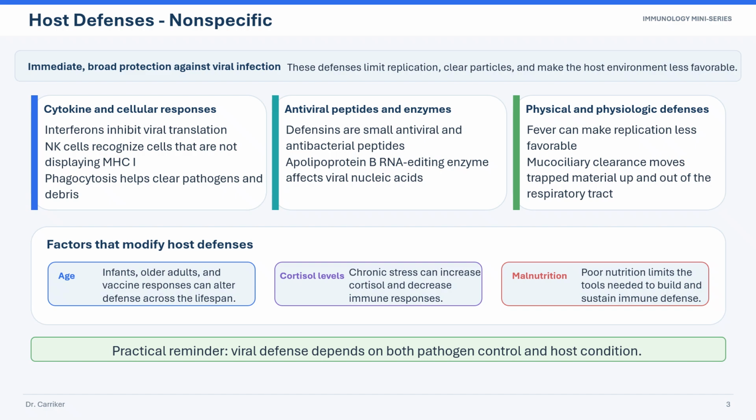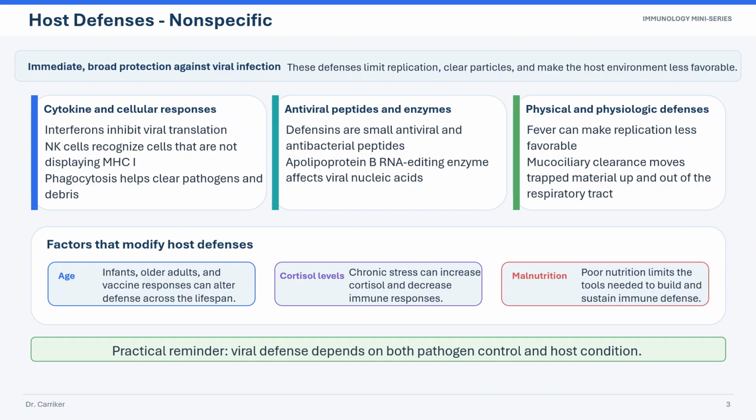Finally, we need to remember that host defenses are modified by the condition of the host. Age matters. Infants and older adults may not respond as robustly, and vaccine responses can change across the lifespan. Stress also matters because chronic stress can increase cortisol, and elevated cortisol can suppress aspects of immune function. Nutrition matters as well. If a patient is malnourished or underfed, they may not have the resources needed to build and sustain an effective immune response.